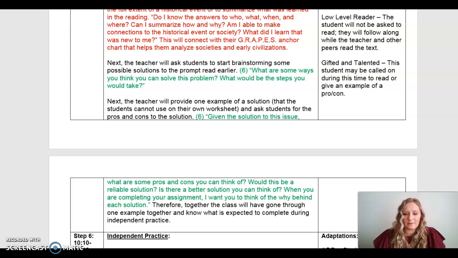When you're completing this assignment, I want you to think of the why behind each solution. So this gets their thinking going, creates those higher order thinking questions so that they're digging deeper and deeper into that learning.